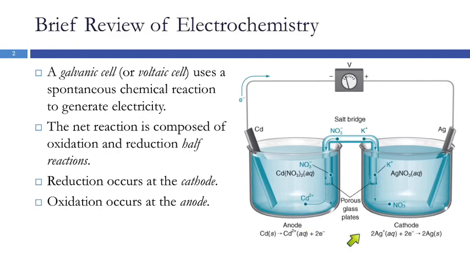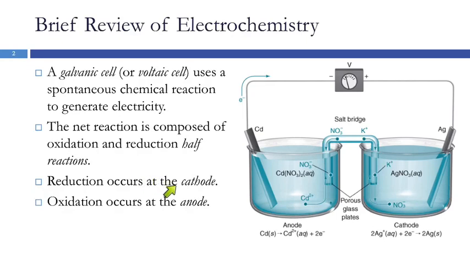So this is an illustration of a galvanic cell. We have an electrode in each of these beakers, and oxidation will occur at one and reduction at the other. And so reduction occurs at the cathode and oxidation occurs at the anode. That has always been difficult for me to remember. So a couple of ways to remember that.